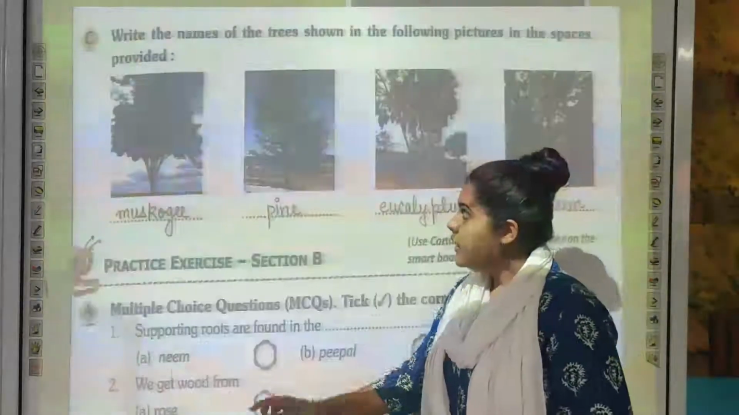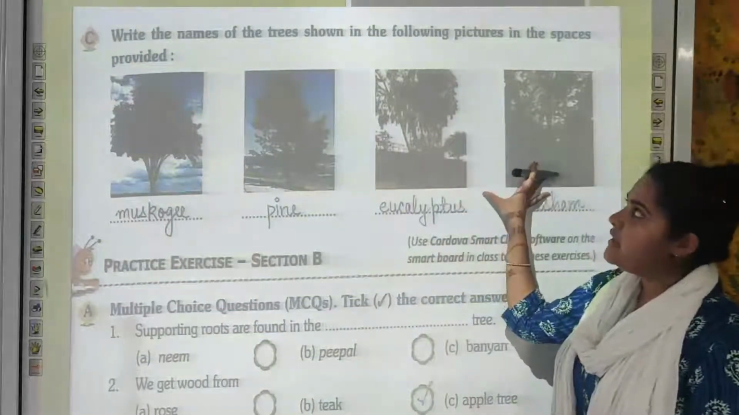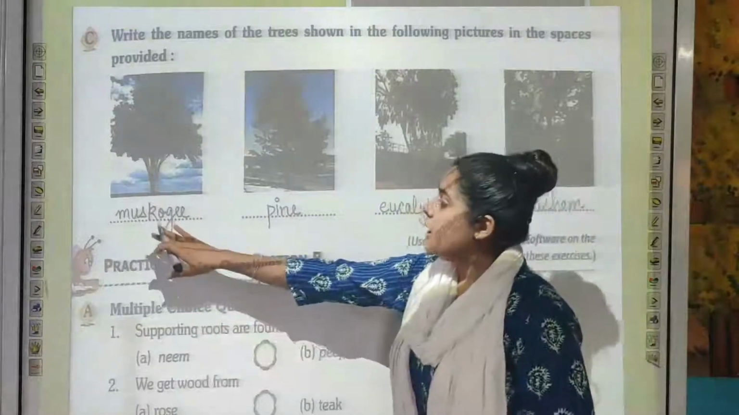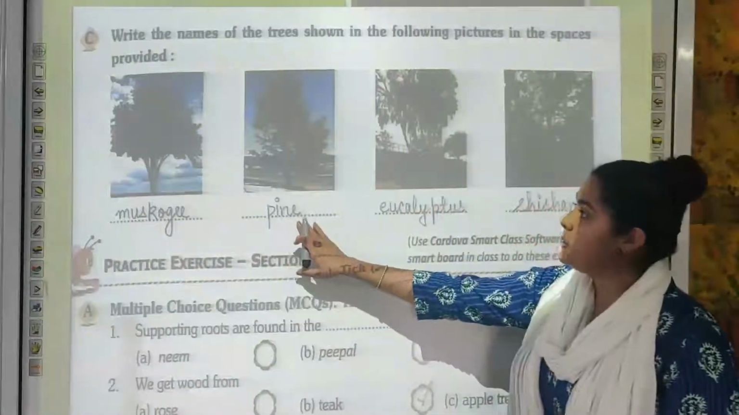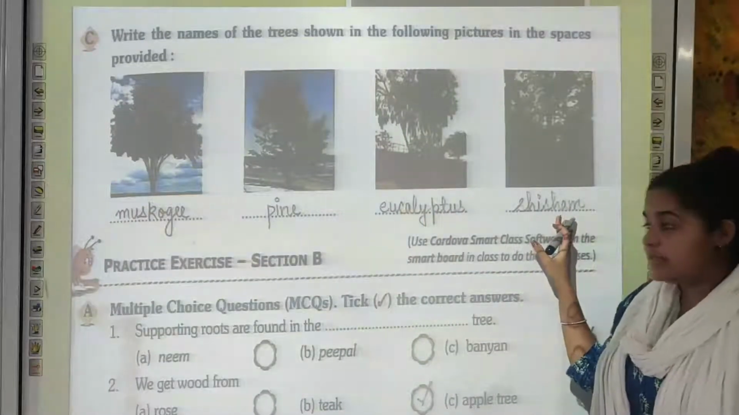Okay. Let's move on to the next part. You have some pictures depicted here. You have to write down the name of that. The first one is your Mesquite, and the next is your pine. The third one is eucalyptus, and the fourth one is your sesame tree.